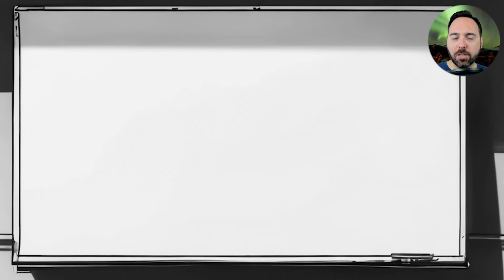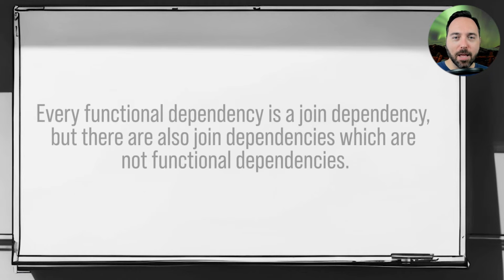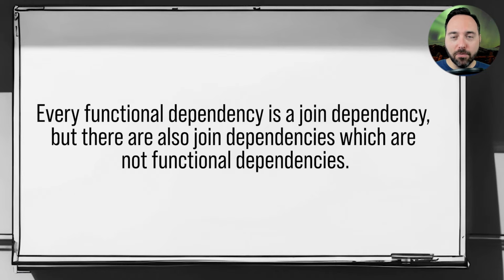You might also be thinking to yourself, but professor, this is also true because of Boyce-Codd Normal Form. If that's what you were thinking, go ahead and give yourself a cookie. It turns out that functional dependencies, like what we've dealt with in Boyce-Codd Normal Form, are a subset of join dependencies. In other words, every functional dependency is a join dependency. But there are some join dependencies which are not functional dependencies.